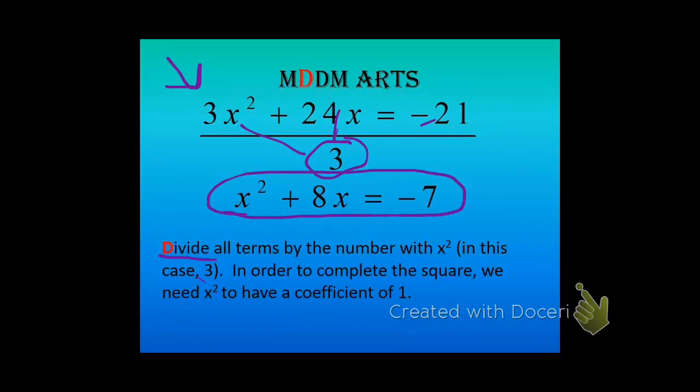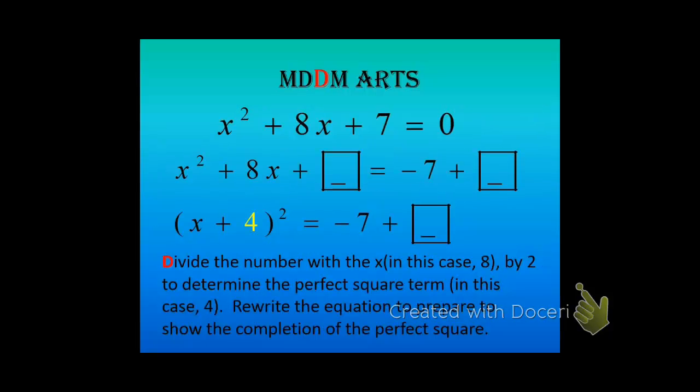In order to complete the square, we need that x squared with a coefficient of positive 1, which I have right there. So now I've moved to my third activity here. Now I'm dividing the number with the x. So this value here, moved it down, also existing here, dividing that by 2. So that gives me a 4 listed right there.